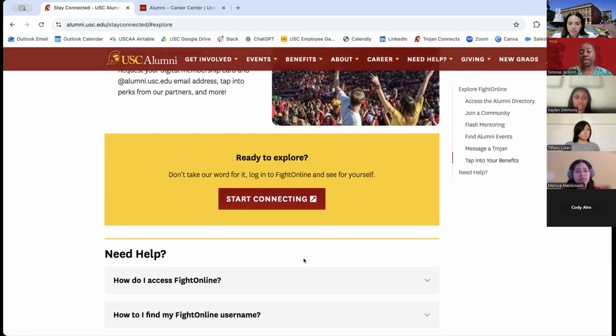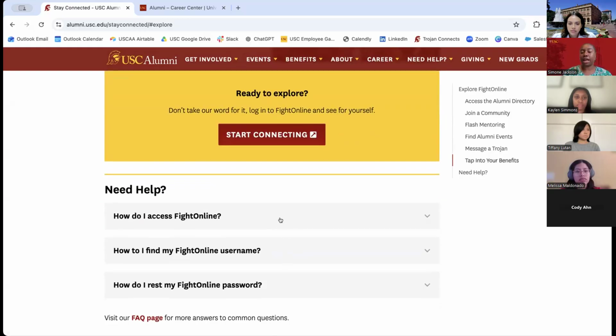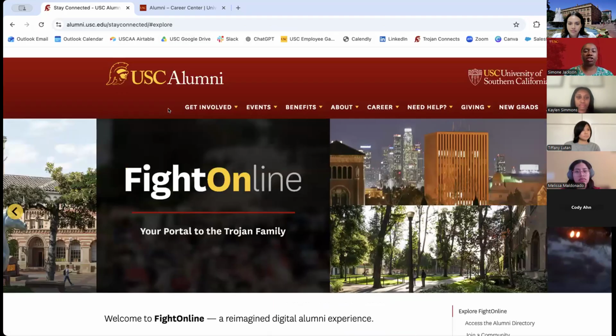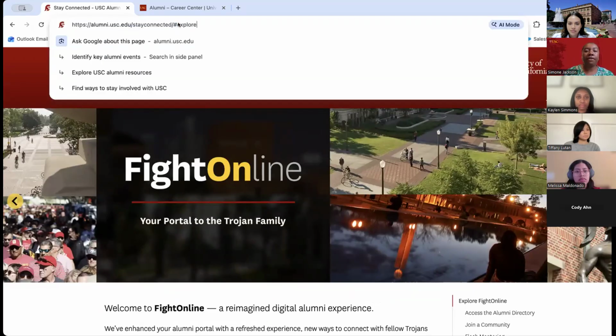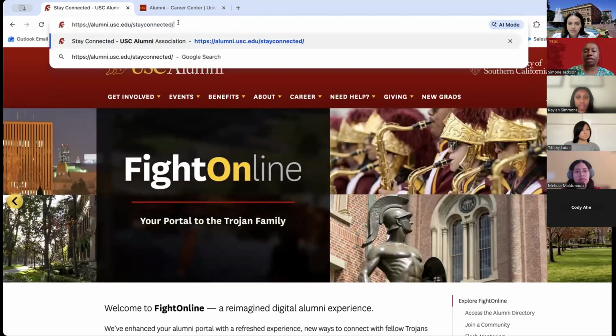So it's really helpful. We have a couple of FAQs. How do I access it? How do I get my username? How do I get my password? And a whole FAQ page. I will drop in the chat this particular page so that you all have it. Any questions? Because I know we've gone through a lot of different things, so I've been trying to pace it so it doesn't feel overwhelming, but here's the link.